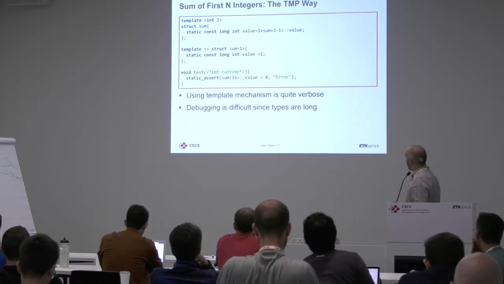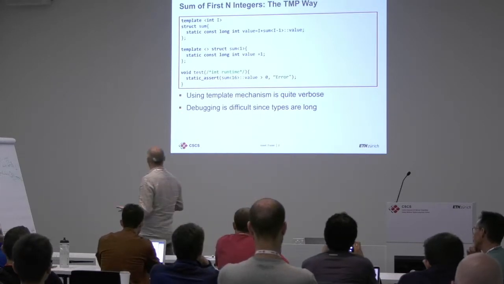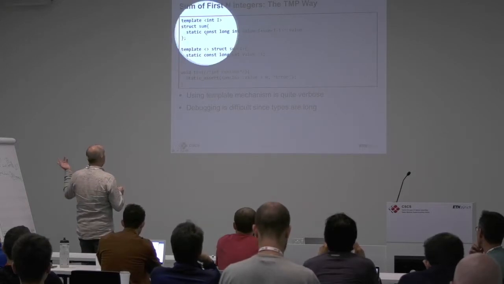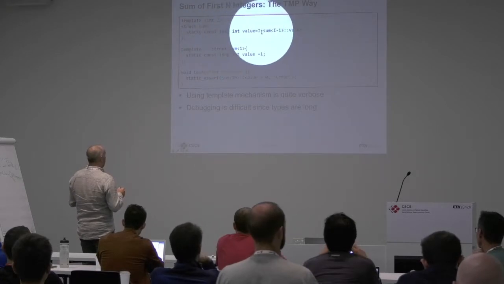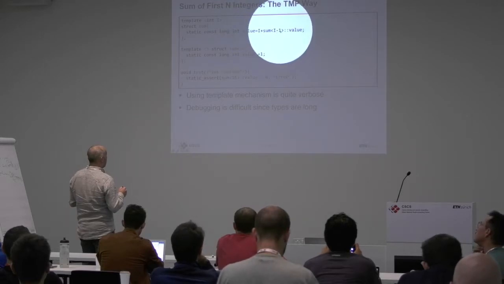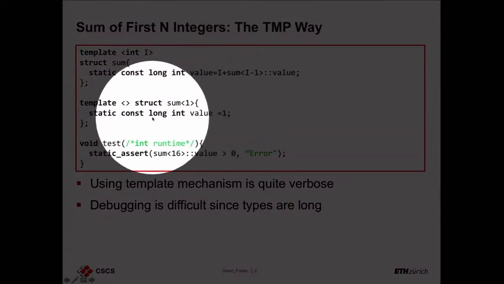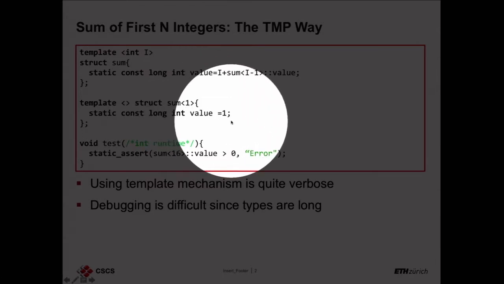So for instance, if I want to sum the first n integers, I can create a class sum and the integer I, and I could do something like this: static const long int value, and then I take the value of the template plus sum of I minus 1, colon colon value. So I instantiate the same class with the lower value, and then I have a specialization where the integer is 1. In this case, I return 1.